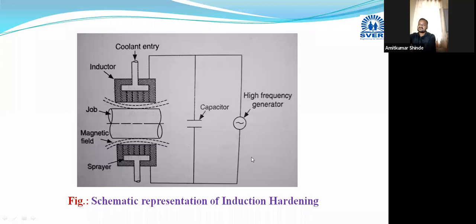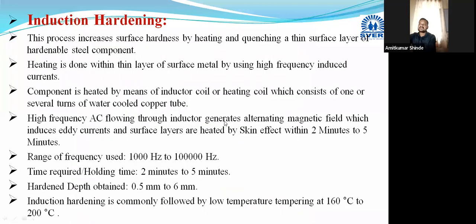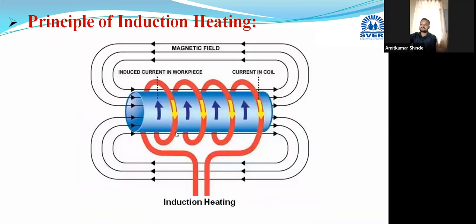Okay, so in this way, induction hardening is done, and in this way, we have completed this chapter, heat treatment of steels. In today's session, I have completed, in this last session, surface hardening. Before I summarize it, if you have any query, please mention that in the chat box. Okay, this chapter, heat treatment of steels, is completed now.